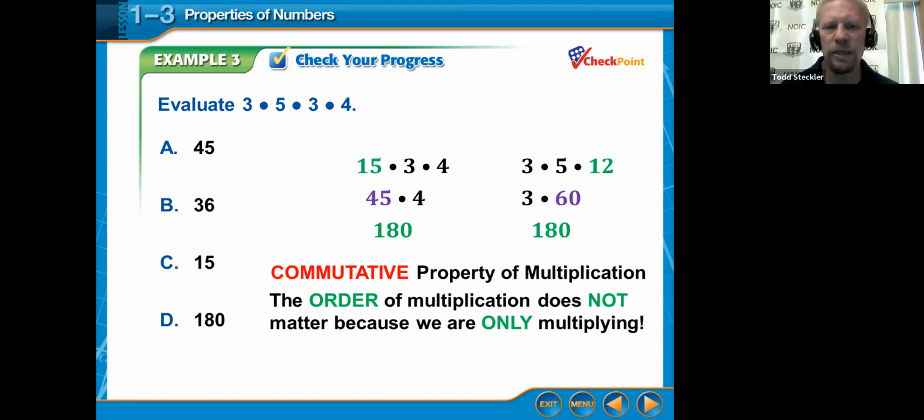So if there would have been any other operation in here like addition or subtraction or division, then we'd have to follow the order of operations. But as long as it's pure multiplication, nothing else, then the commutative property says that the order that we multiply doesn't matter. We'll get the same answer.